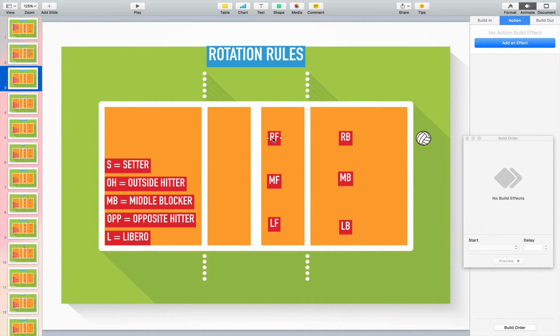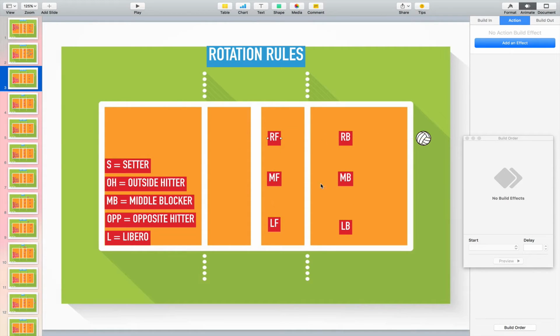Middle front is concerned with both of these players and then this middle back. So I can't cross, and I can't cross here. And the right front, this girl here can't cross the middle front and can't cross the right back.